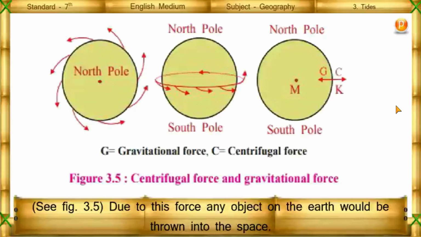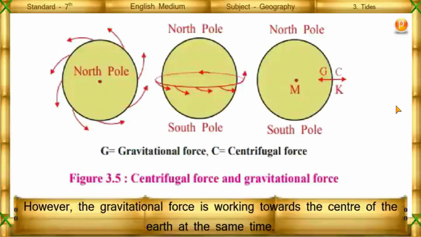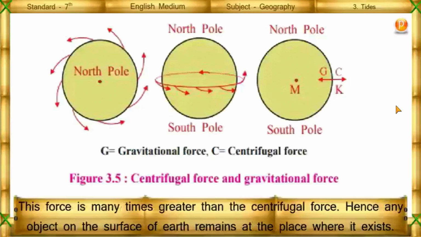Due to this force, any object on the earth would be thrown into space. However, the gravitational force is working towards the center of the earth at the same time. This force is many times greater than the centrifugal force. Hence, any object on the surface of the earth remains at the place where it exists.